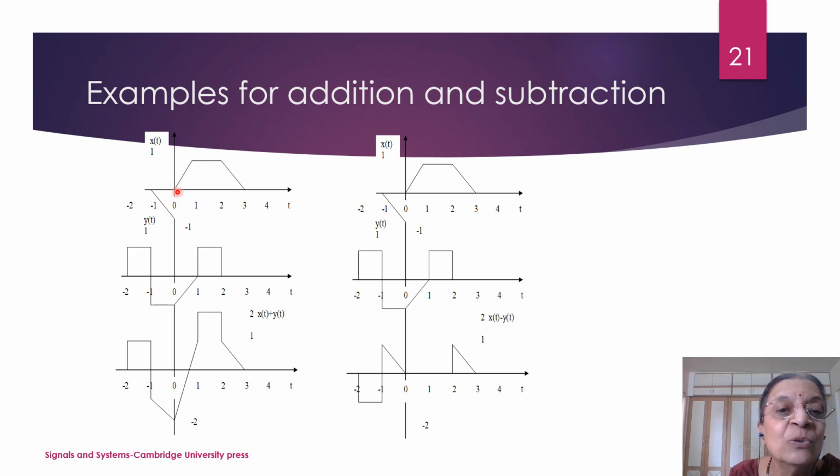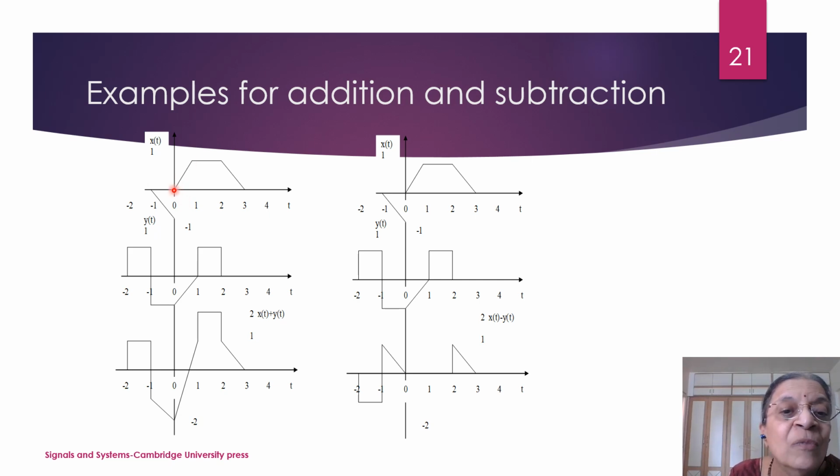Between minus 1 to 0, x of t is there and y of t is also there. y of t has a fixed value of minus 1, and on this minus 1, this particular signal of x of t will superimpose. Now between 0 to 1, the signal exists between minus 1 to 0 here, and here it exists between 0 to 1. So see what happens.